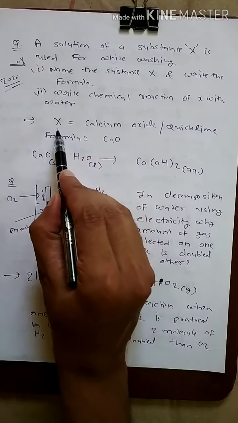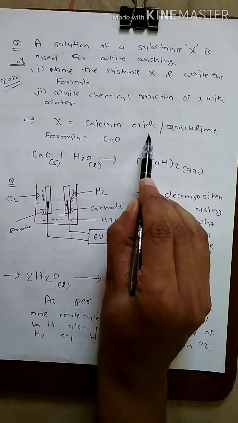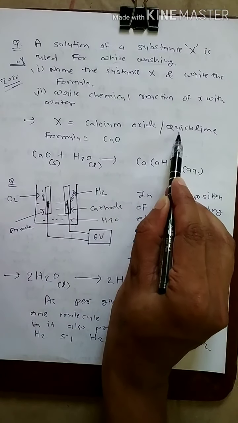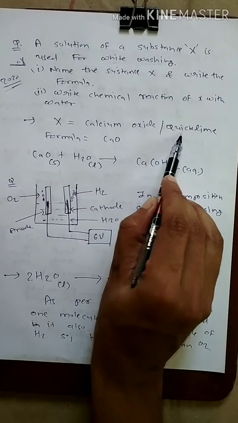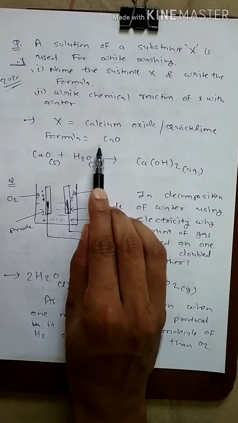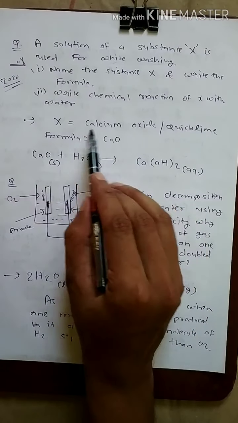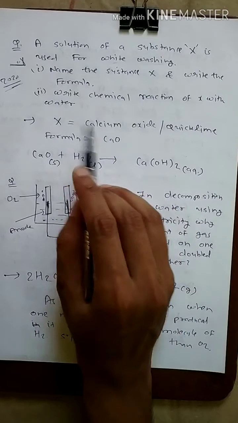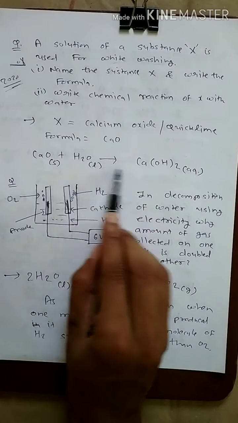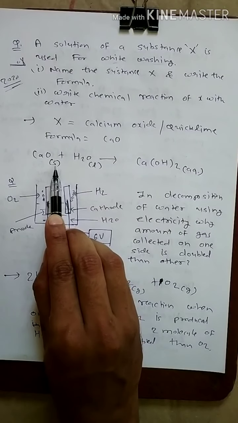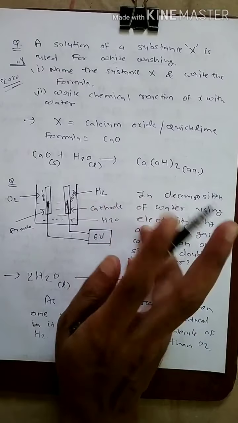So here I have written, our substance X is equal to calcium oxide, or you can say the general name is quicklime. Okay, both names are accepted. Now the formula for that is CaO. Both answers will give you 1 mark, and the last equation with the norms, solid, liquid or aqueous, that will give you 2 marks.